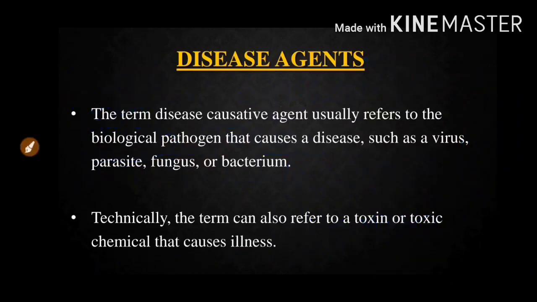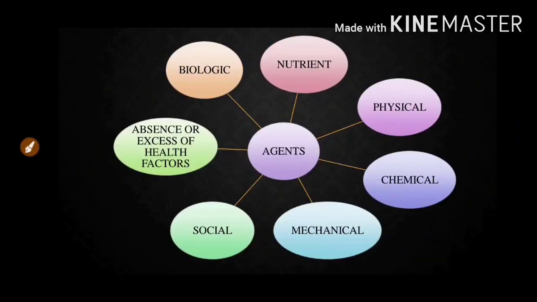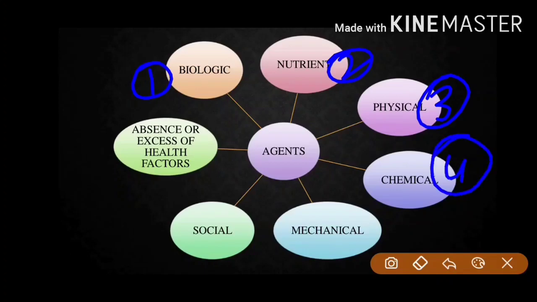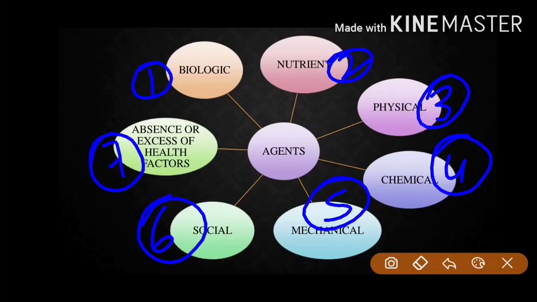Let us see the next. Now, what are the agents? Number one is the biological agent, then the nutrient, then physical agent, fourth is chemical, fifth is mechanical agent, sixth is social, and the seventh is absence or excess of health factors. If there is absence or excess of the health factors or the facilities, it can act as a disease agent. Let us now see this in detail.